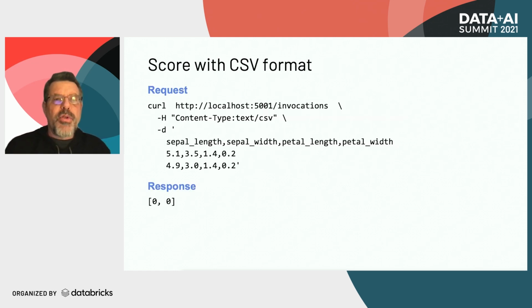Here's an example of how to score with the CSV format. So we're using the standard command called curl. We submit, as I mentioned before, there's simply one endpoint to the server. It's called invocations. We tell it the content type, in this case it's CSV, and then we submit the data that we want scored. In this case, we're submitting 2 records, and then we get the response there, the prediction for those 2 records.